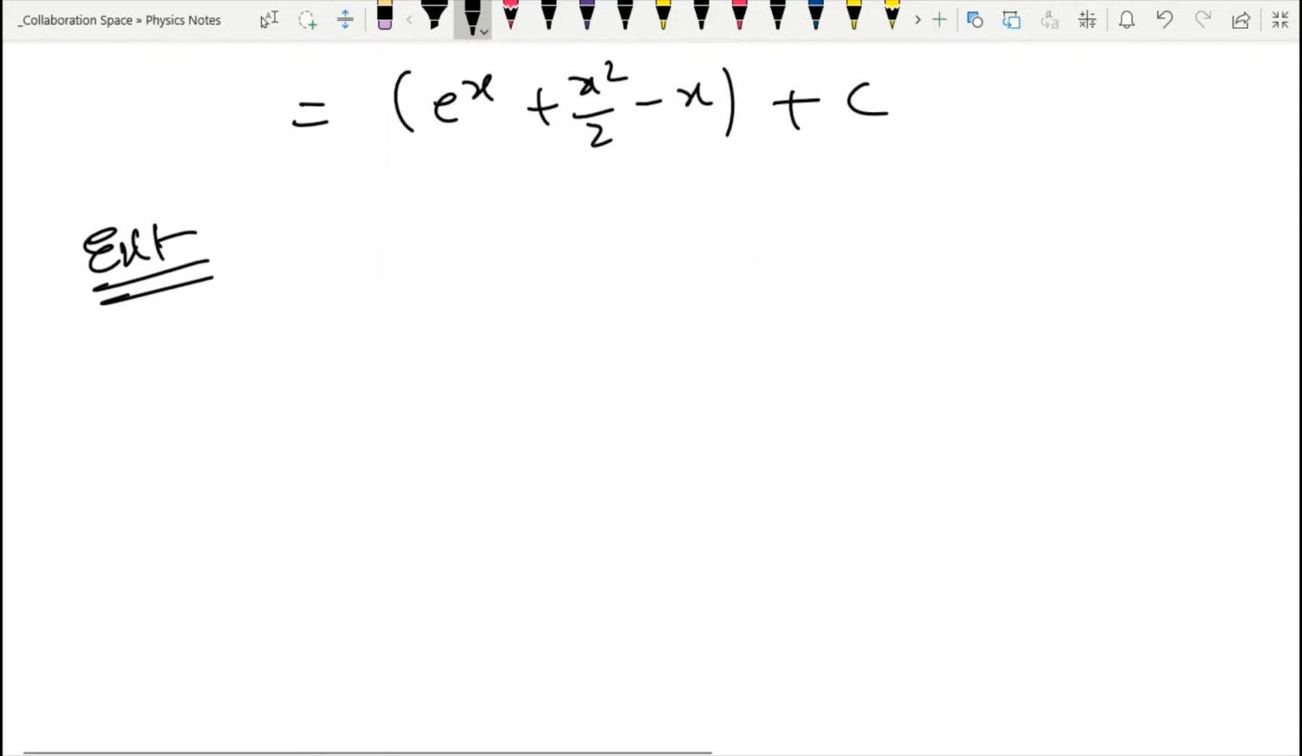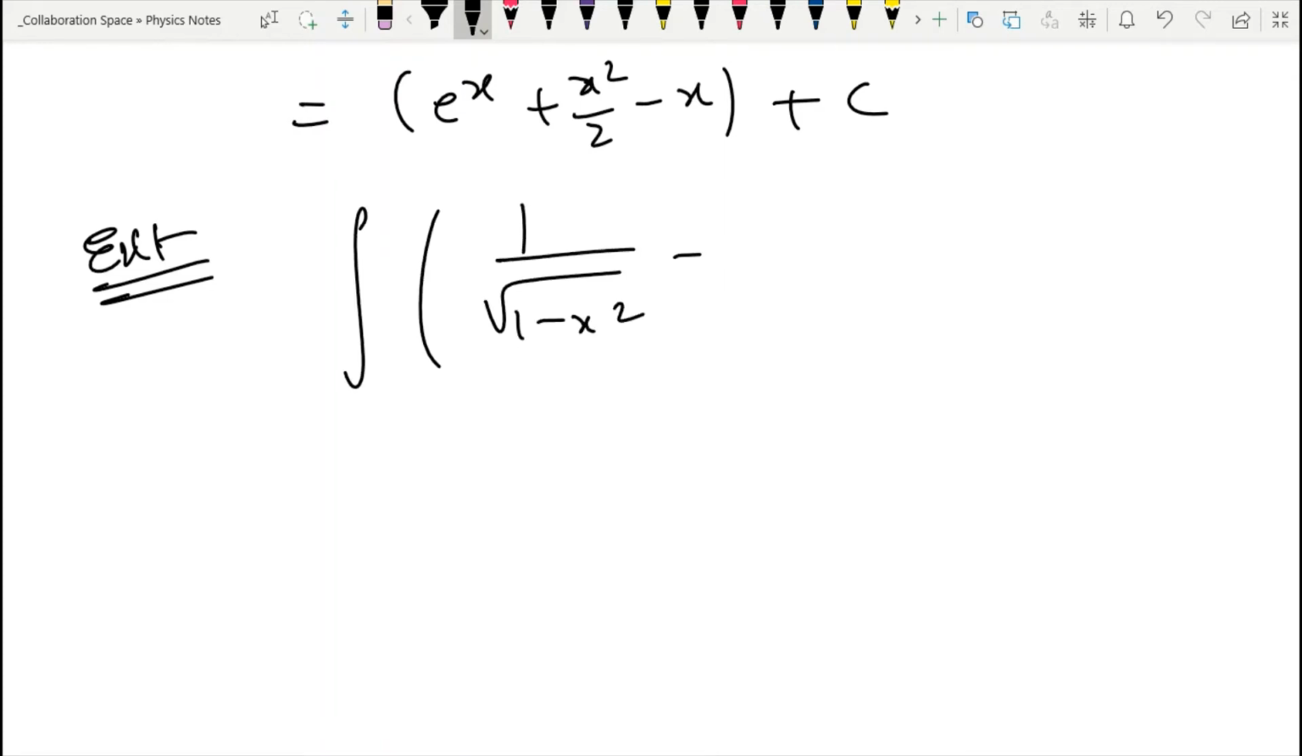Next, what is the value of integration of 1 by square root over 1 minus x square plus x dx? Now tell me what is the integration of this? What is the integration of that?